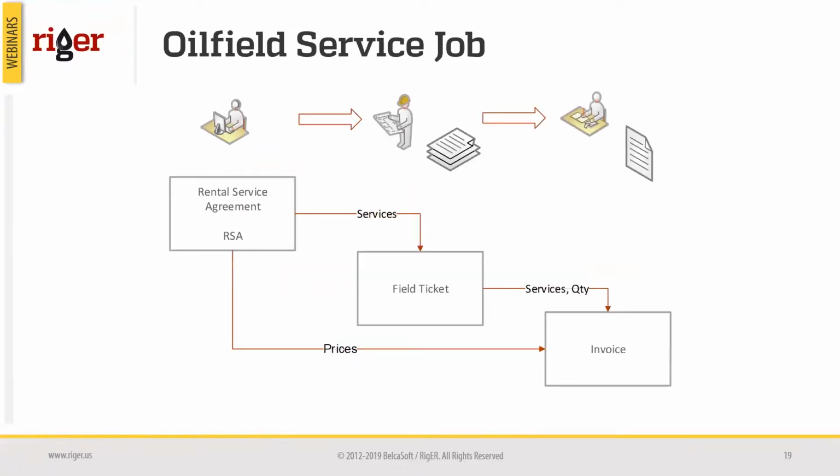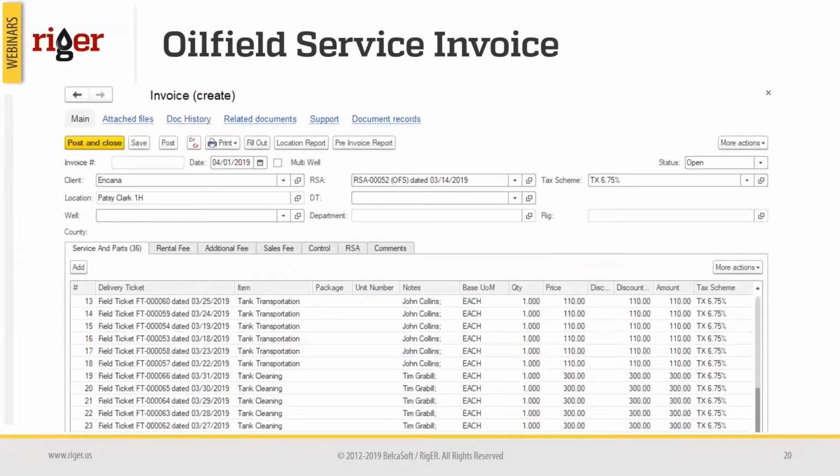total numbers. So in RigER, we have a document called Rental Service Agreement, or RSA, which defines the prices, and field tickets, which define the services and quantities. And the invoice will combine those two together. So Gleb, can you comment on this one?